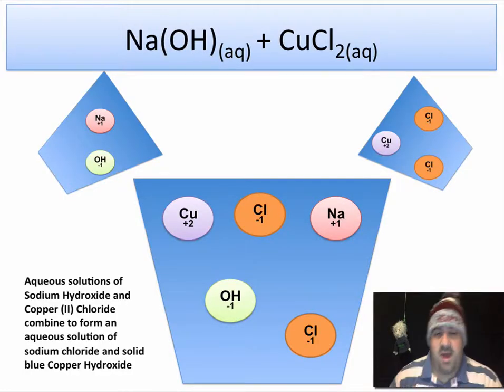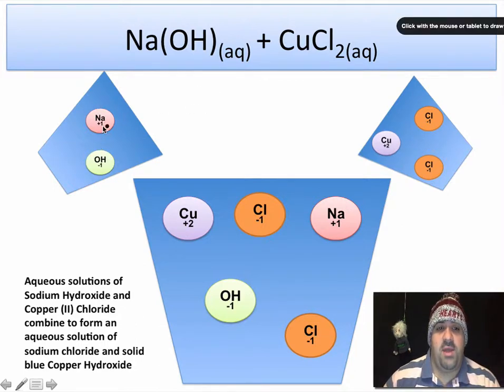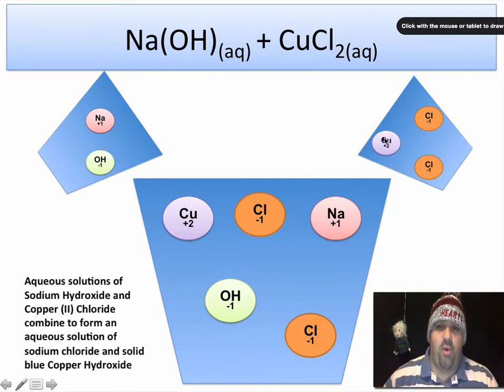And let's go see this. So this is basically what we're doing. We are taking an aqueous solution of sodium hydroxide, NaOH. It's aqueous, which means it's dissociated, it's separated, it's in water. So this ionic compound has been pulled apart. And we are taking a solution of copper chloride, CuCl2 aqueous, NaOH aqueous, and we're mixing them together. We're pouring both of them into one container. That's what we're saying. An aqueous solution of sodium hydroxide and copper chloride combine.